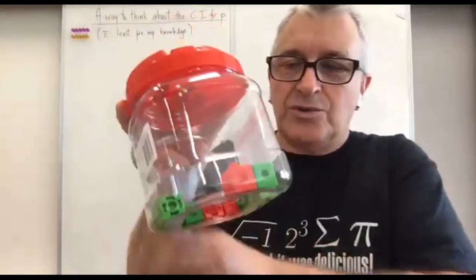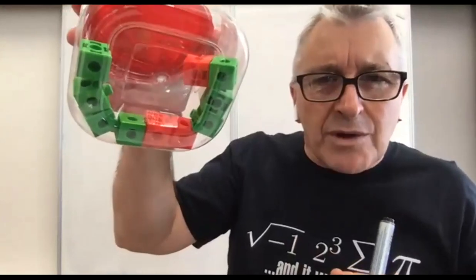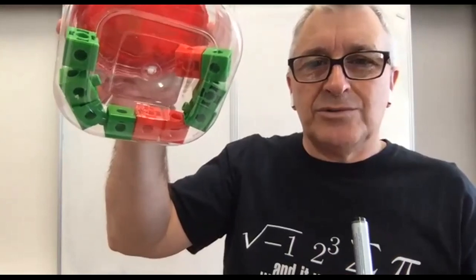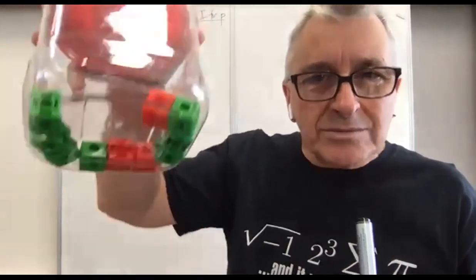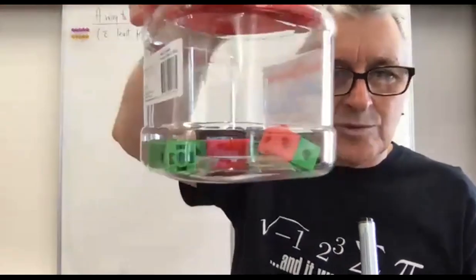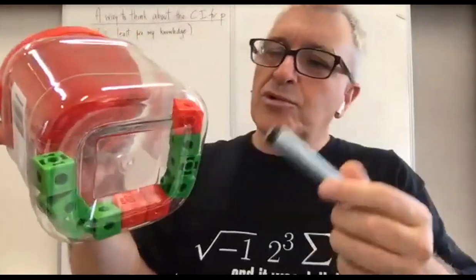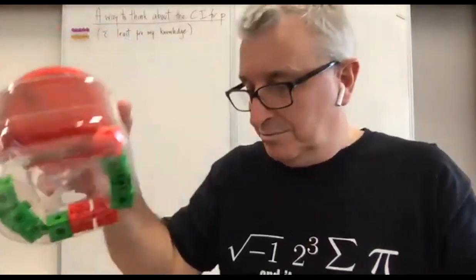If I show you this little container, it's not too hard to figure out that there are in fact 3 red blocks and 2, 4, 6, 7 green blocks. And I think you can see there's in fact no more there. So in that little container, the proportion of red blocks is 0.3.